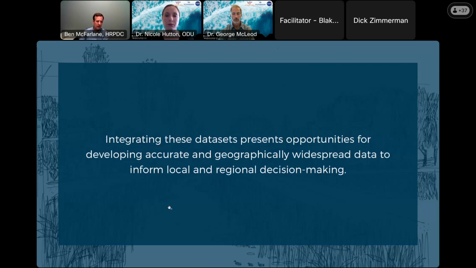So really what we're looking at, and what we're trying to promote and encourage our partners to think about, is how do we best integrate these different data sets to the point where we actually have a complete picture that is accurate enough, widespread enough, and precise enough to really inform local and regional decision making when it comes to climate change adaptation.